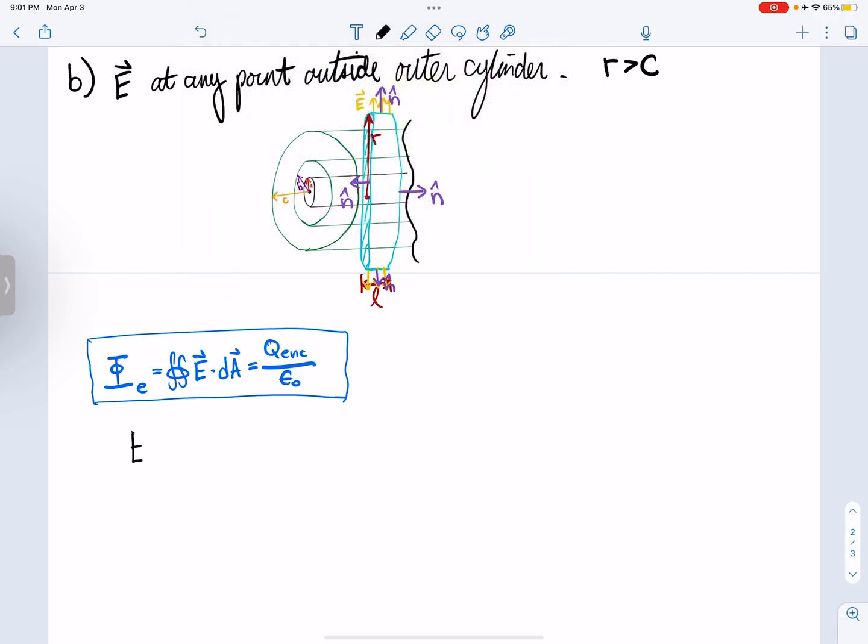My electric field is constant, so I'm going to take it out of the surface integral, and I've got to get the surface integral of dA, which is equal to Q enclosed over epsilon naught.